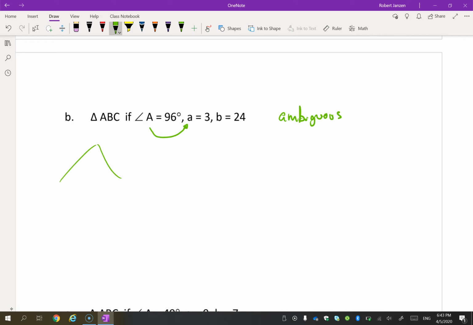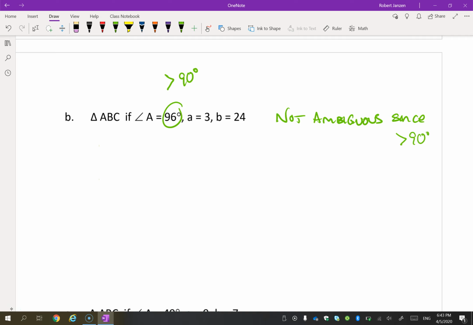Okay, so again, this one should look... Oh, we got a problem. I forgot to mention something to you. This angle is greater than 90 degrees. You can't have an ambiguous case when it's greater than 90 degrees. Okay. So we're going to say since the angle is greater than 90. Now I'm going to show you why that has to happen.